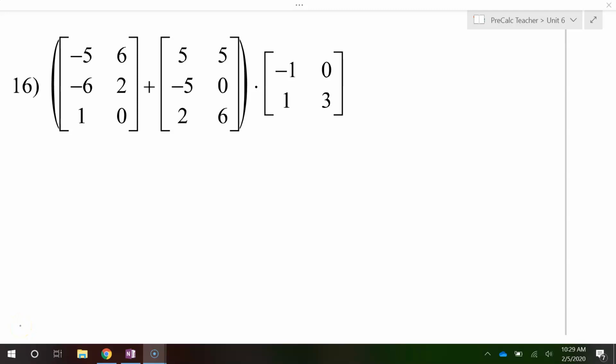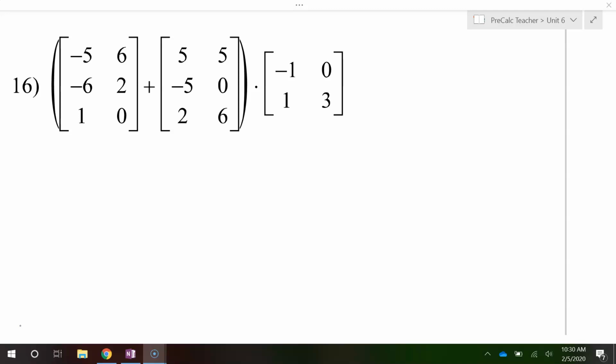In this video, I will show you how to do matrix multiplication in combination with other operations like addition, subtraction, and regular scalar multiplication. So in a problem like number 16, of course, because of the parentheses, the first thing you want to do is add the two matrices. So we add by adding the corresponding elements.